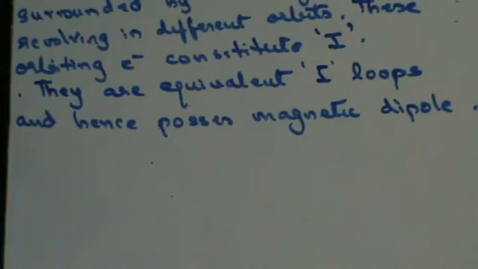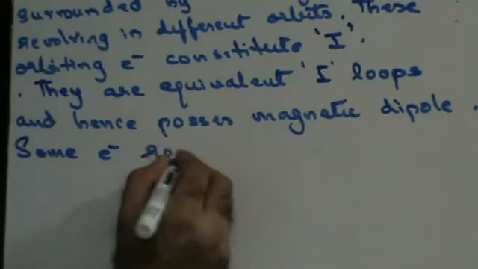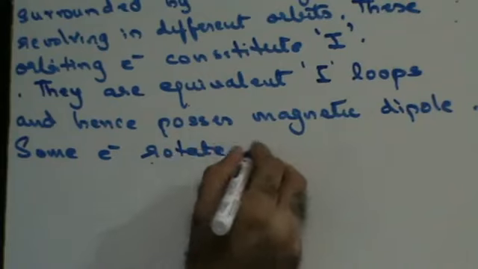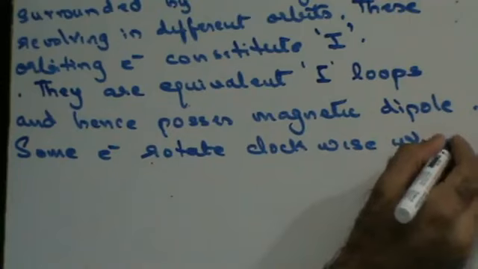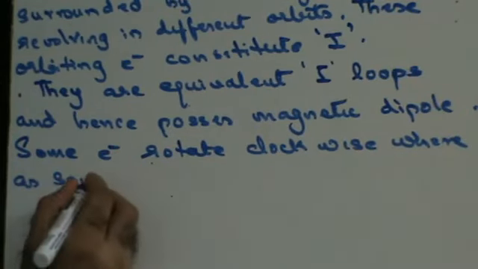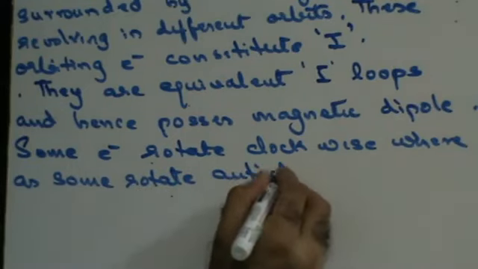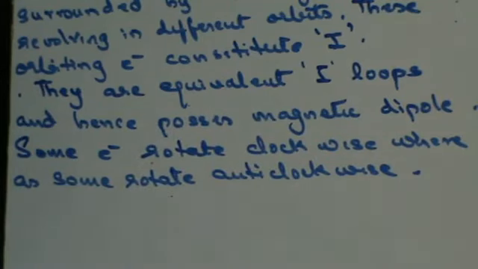Some of these electrons circulate clockwise whereas some rotate anti-clockwise. Some of these electrons rotate clockwise whereas some rotate anti-clockwise.